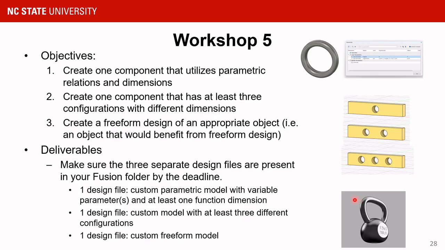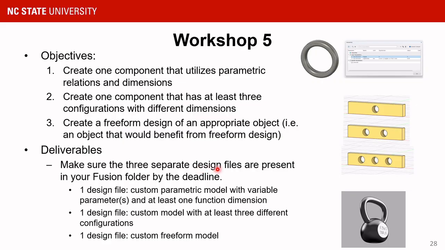So in Workshop 5, you're going to be doing similar things that we did in this video lecture. So your 3 objectives, the first is that you're going to create a component that utilizes parametric relations and dimensions. You're then going to create a second component that has at least 3 configurations with different dimensions. And finally, you're going to create a freeform design of an appropriate object. So this would be any object that would actually benefit from freeform design. Clearly, something like a ball or a singular rod would not need freeform design.